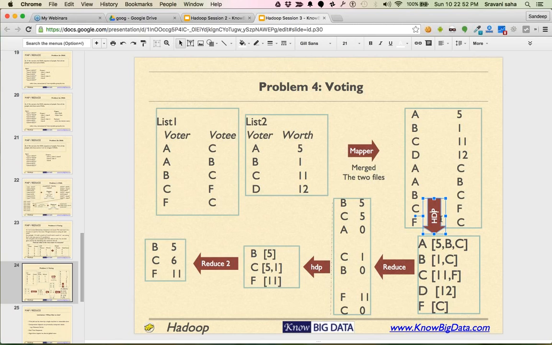So when Hadoop joins it, this is what your reducer gets. Reducer gets an array which contains the worth. Reducer gets the key and the values. Key is the voter, and values contain, first, the worth of the voter, and the rest are the people who A has voted for. Similarly, since we have just concatenated these two files and made the first column the key by splitting by space and doing all the magic. All right.